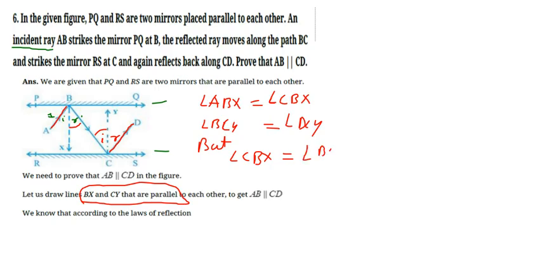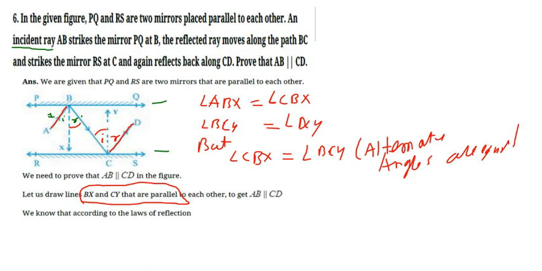Reason? Alternate angles. By construction, the lines are parallel. Therefore, alternate angles are equal. Right. So therefore we can say that all the angles are equal. Angle ABX equals angle CBX equals angle BCY, because we proved that CBX and BCY are equal, and this equals angle DCY. All angles are equal.